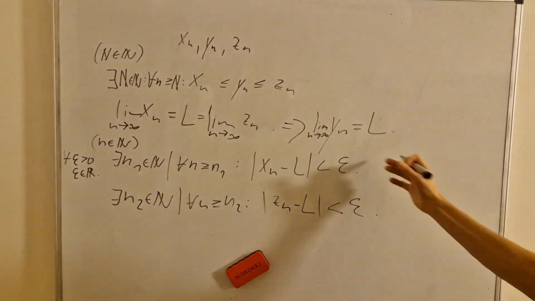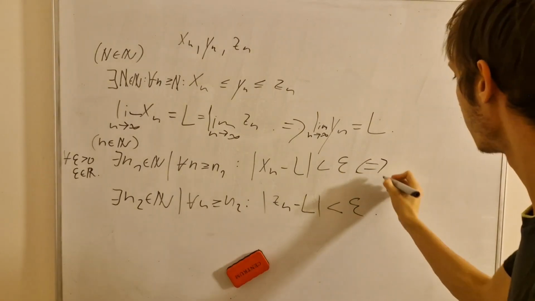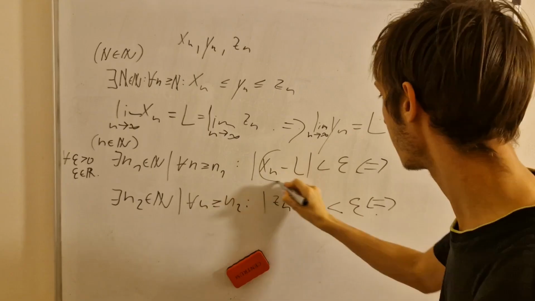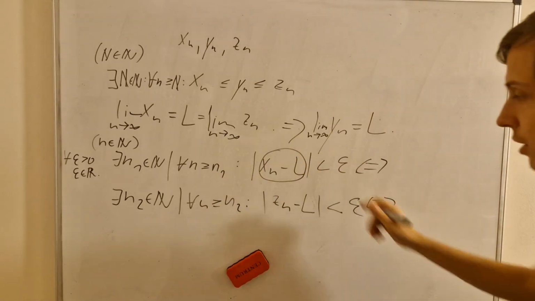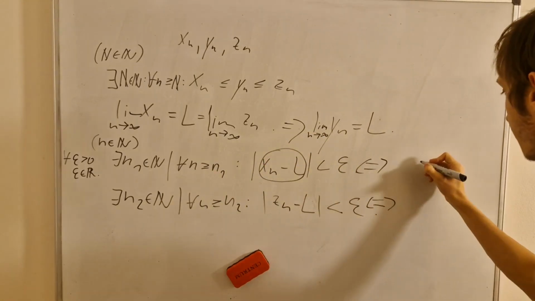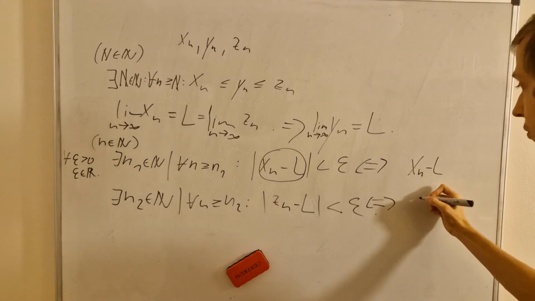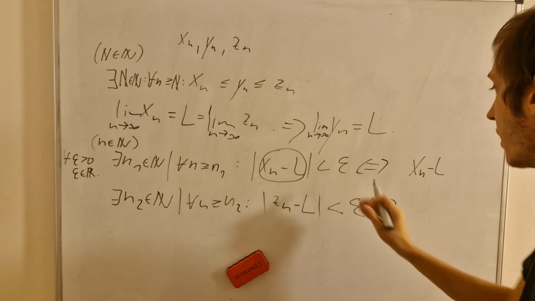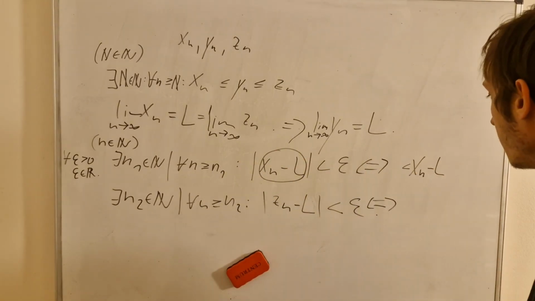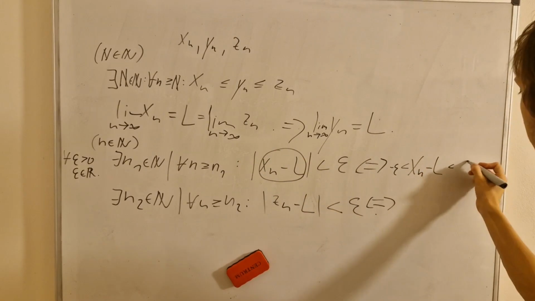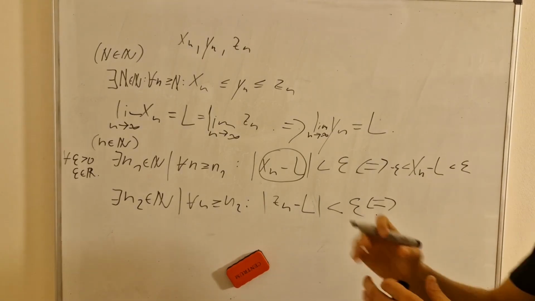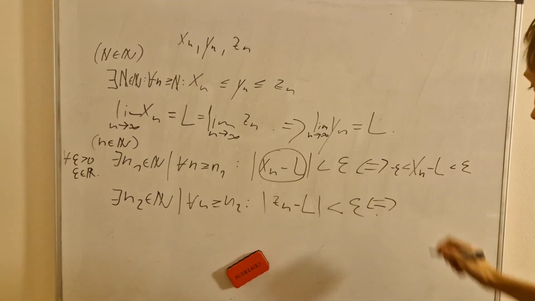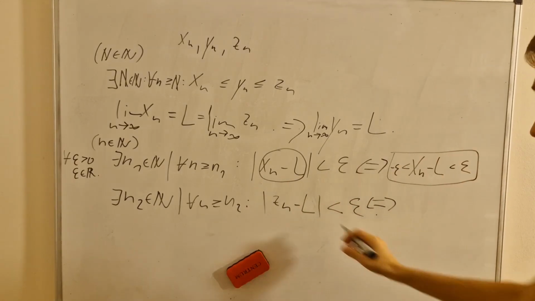So if we have these things, we can rewrite them as equivalent statements. This inner expression, xn minus L, is strictly smaller than epsilon in absolute value, which means it's bigger than minus epsilon and smaller than plus epsilon. That's how you can rewrite an absolute value to get rid of it and write this inequality system. The same will go for zn.